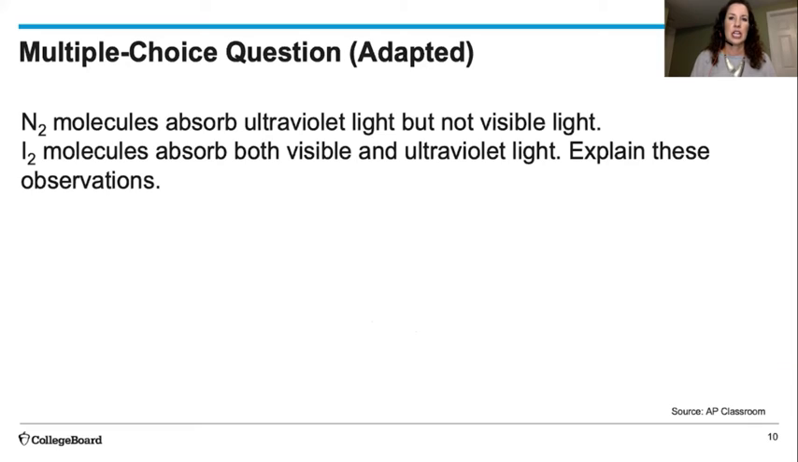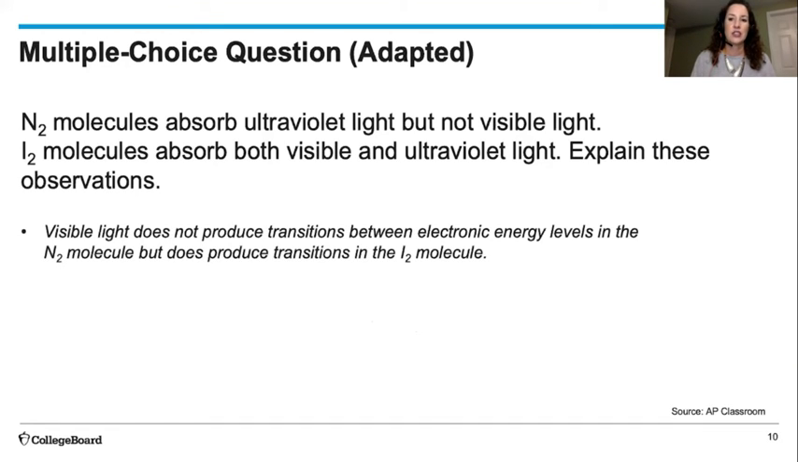As we mentioned a minute ago, both types of these are going to involve electron promotions. The UV radiation is going to be more energetic than the visible light. And since the I2 can absorb visible light, there are low-level transitions in I2 that don't exist in the N2. So when we're answering this question, we need to make sure we talk about both N2 and I2. We want to compare and contrast both of those and explain why these observations are happening. So we'll say something about visible light does not produce those transitions between electronic energy levels in the N2 molecule, but does in the I2 molecule.